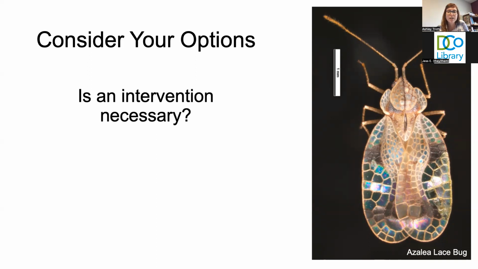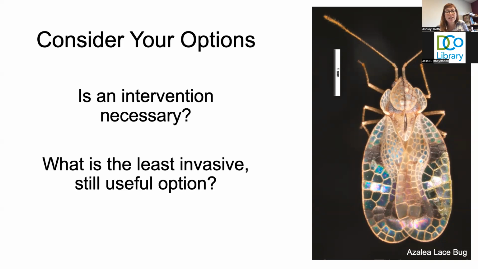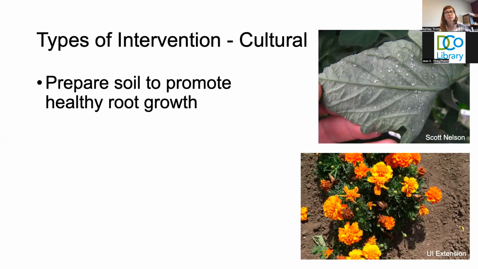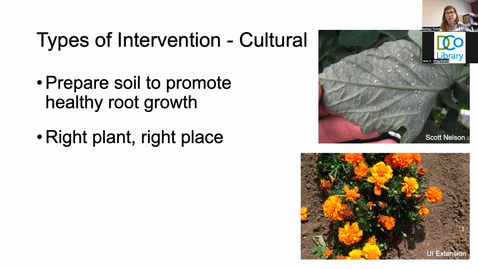So ask yourself, is an intervention even necessary? Do I really have to do anything about this? And what is the least invasive, still useful option? Some of the options you do have if you need an intervention, again, always start with cultural. So prepare soil to promote healthy root growth. Make sure you have the right plant in the right place, right? Something that wants full sun that you put in the shade, or vice versa, is always going to struggle. Practice crop rotation. This is really useful because then you don't let problems build up in one spot over time. Interplanting can be very useful.